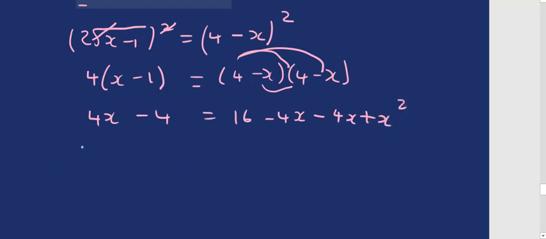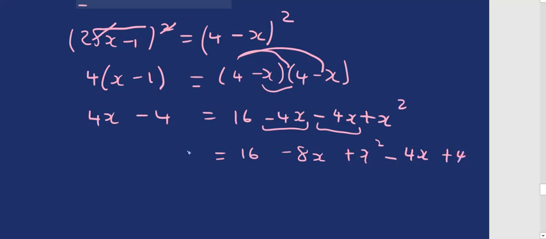Okay, so that would be x squared. And of course, those would be like terms. So then what we have is 16 negative 8x plus x squared. And of course, if we bring whatever is on the left to the right, we have negative 4x plus 4. Then we'll have 0.